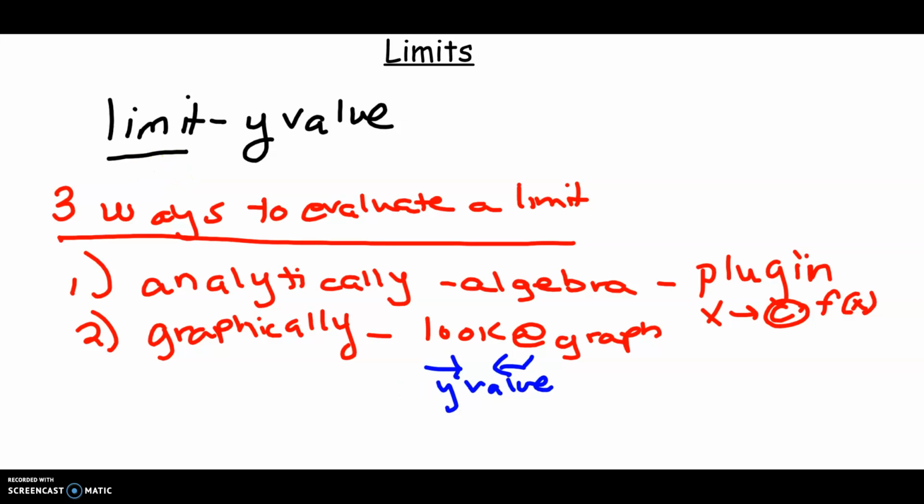Okay. And then the third way that we talked about was numerically. So here, our third way we refer to as numerically, and hopefully you realize that you need tables for that. That's the method where you need to look at a table and see what value they're tending towards from above the given value to below the given value.